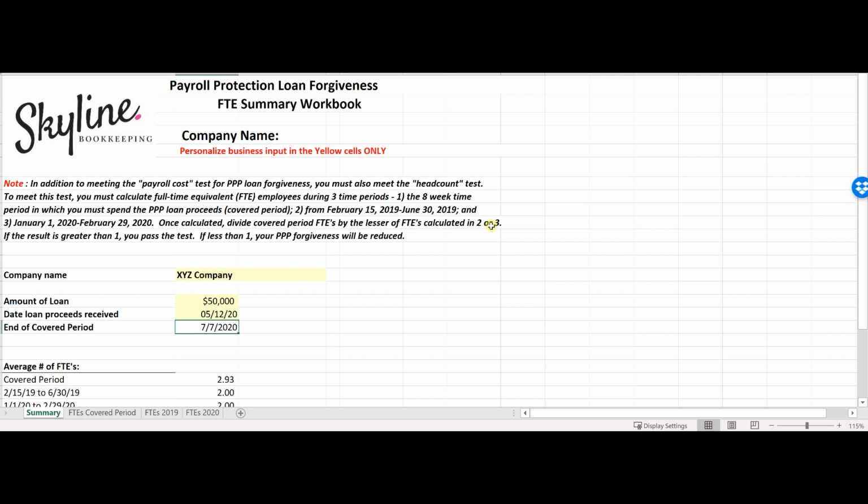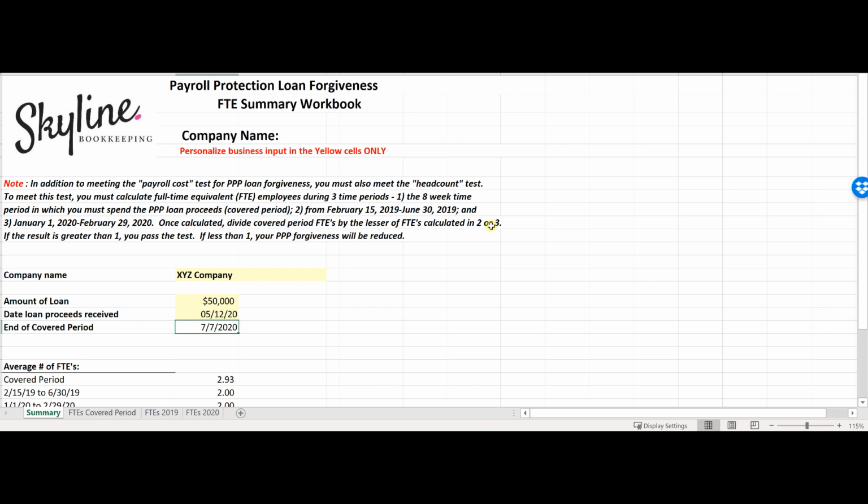So in order to fill out this spreadsheet, you do need some payroll information for a couple different time periods. So you're going to need payroll information for the 8-week time period in which you must spend the PPP loan proceeds. So that's going to be called the covered period. The second time frame is from February 15th, 2019 through June 30th, 2019. And the third is from January 1st, 2020 through February 29th, 2020.